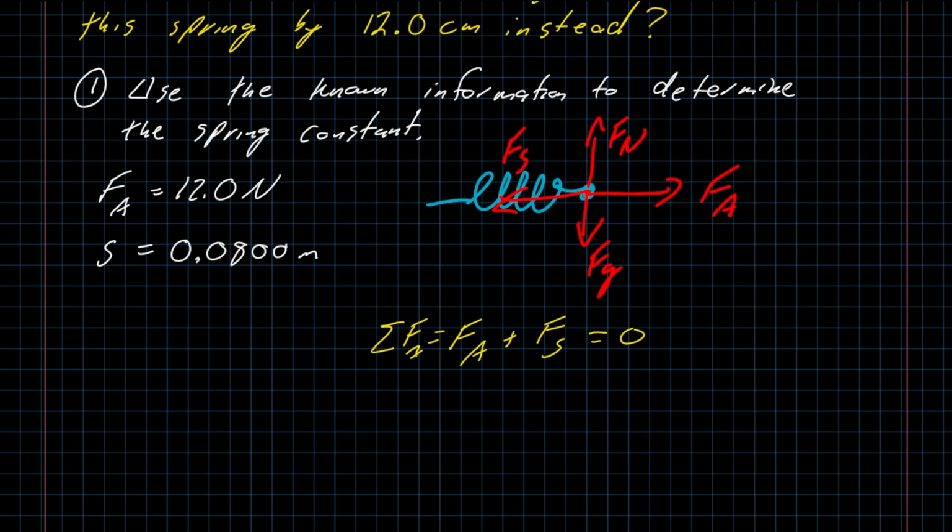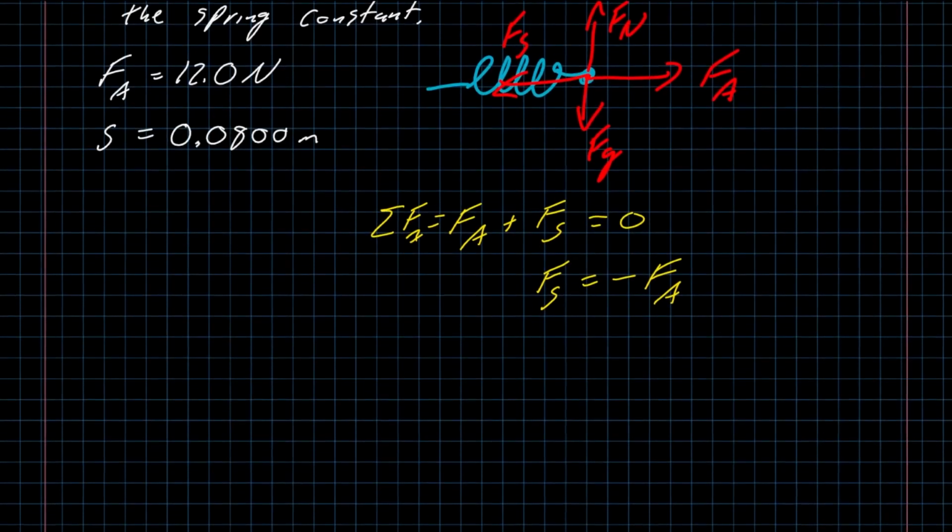So from that, I can say that Fs is the negative of Fa. I said that I wanted to find the spring constant. To find the spring constant, I need that formula for Hooke's law. Fs is minus Ks. The negatives will cancel each other out. I can also divide both sides of the equation by s to get that K is Fa divided by s.